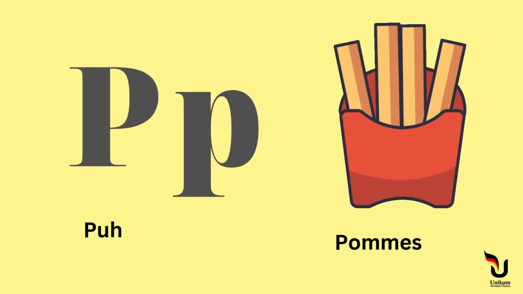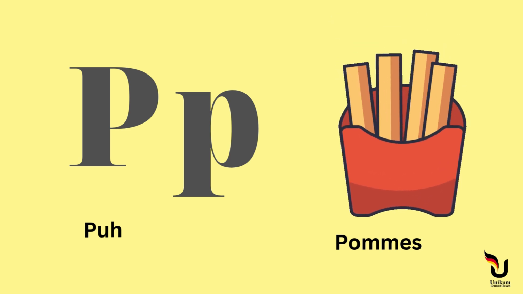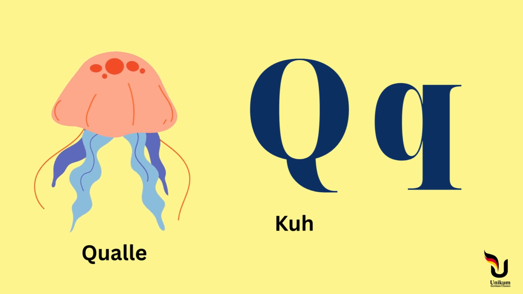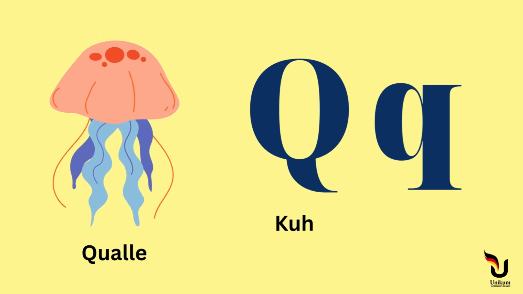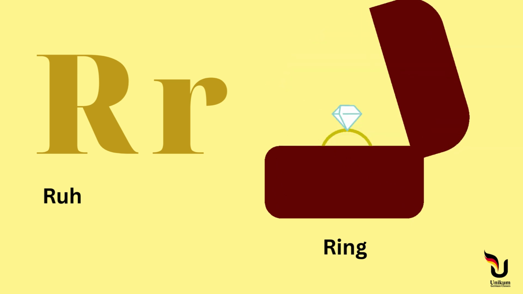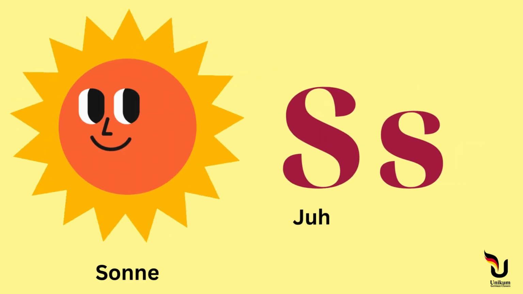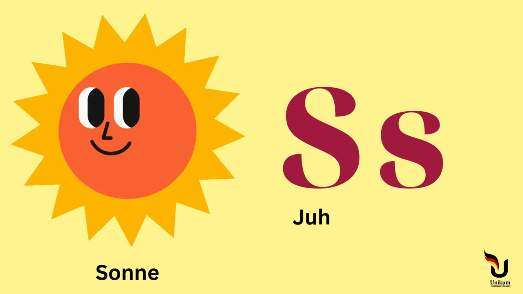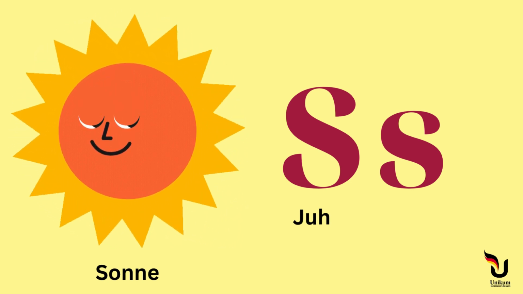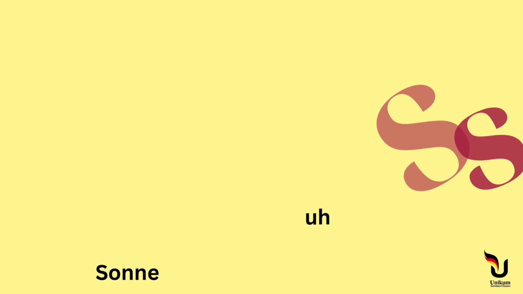The letter P has pronunciation P. The word is pronounced as Pommes. The letter Q has pronunciation K. So the word is pronounced as Qualle. The letter R has pronunciation R. So the word is pronounced as Ring. The letter S has three common pronunciations, S, Z and Sh. However, in this word, it should be pronounced as Z. So the word is pronounced as Sonne.